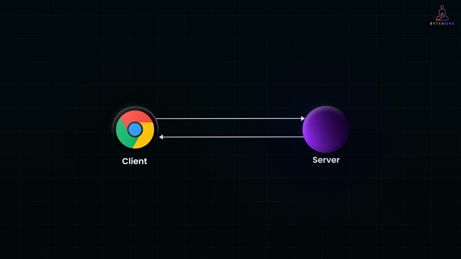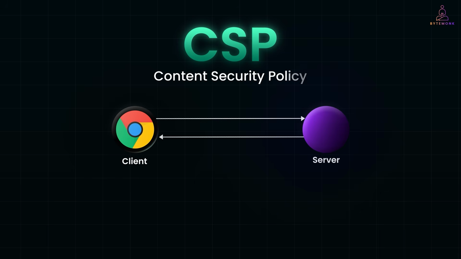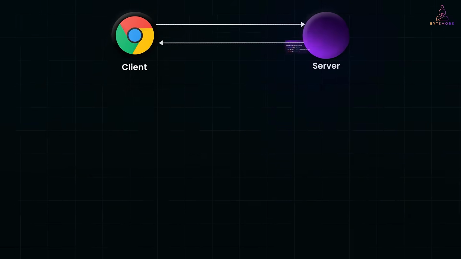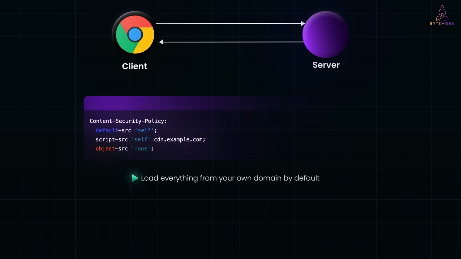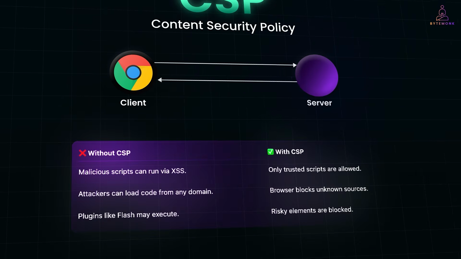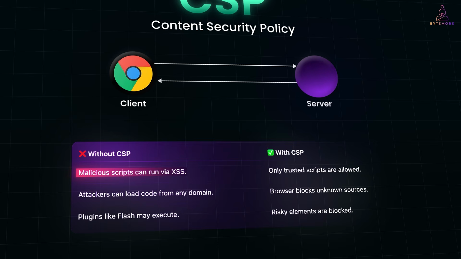Let's start with one of the most powerful, Content Security Policy, or CSP. CSP is like a whitelist for your frontend. It tells your browser only load scripts, styles, and assets from these trusted places. For example, this says load everything from your own domain by default. Scripts can also come from your trusted CDN, and block object tags entirely. No Flash, no surprises.